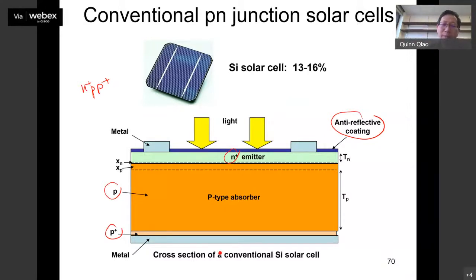Backside, you typically have another metal, either aluminum or something, to collect the charge. So as the electron goes over the top, holes go to the bottom. The back contact will collect all the holes, the positive charge. The top contact will collect the negative charge, the electrons. The typical efficiency for conventional silicon solar cells is about 13 to 16%. That's probably what you see a lot of in the market.